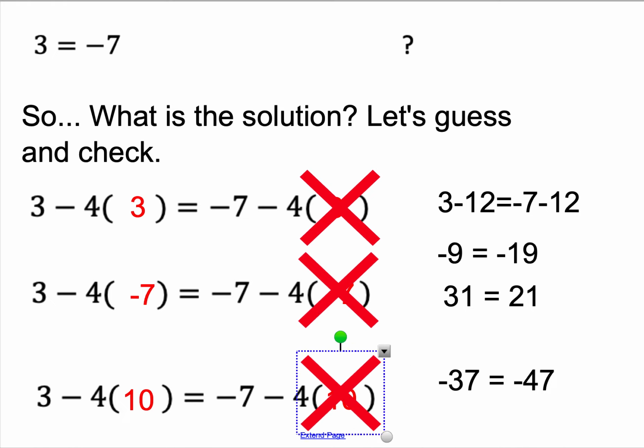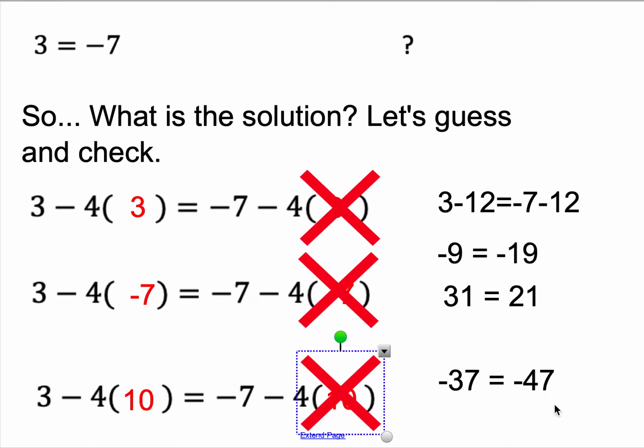Okay, let's take a closer look here at these. Negative 9 equals negative 19. Well, negative 9 is 10 bigger than negative 19. 31 equals 21. Well, 31 is 10 bigger than 21. Negative 37 equals negative 47. Well, negative 37 is 10 bigger than negative 47.